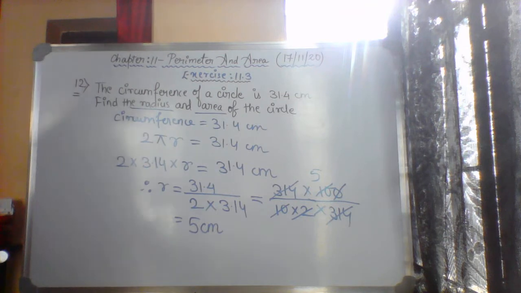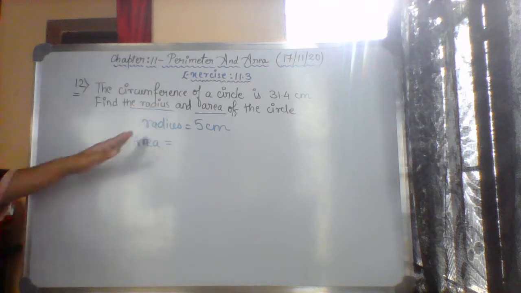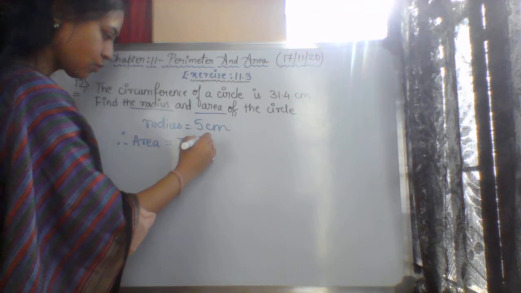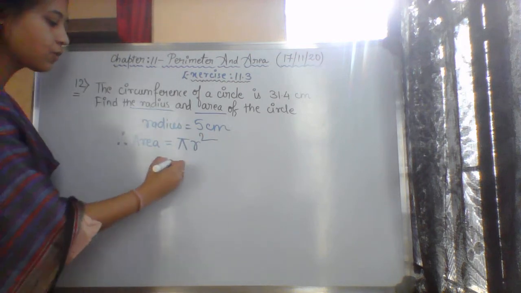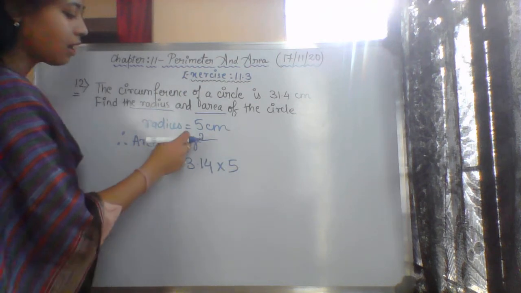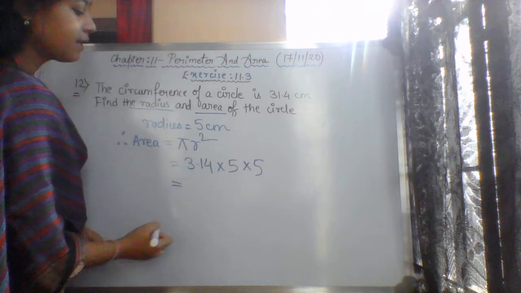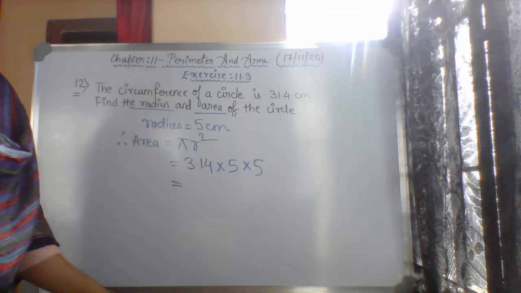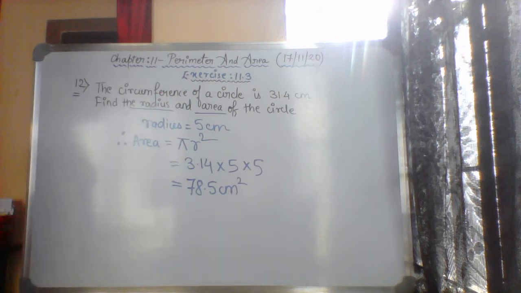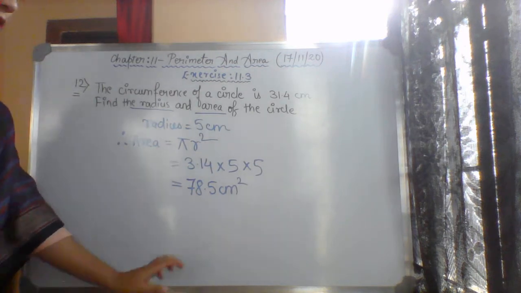Now one more thing is asked, find the area. Now here we got the radius 5 centimeter, so you can easily find out the area. Area is pi r square. So pi value 3.14 multiplied by r, which is our 5 centimeter. So 5 into 5. Multiply it and get the value. Pause the video and multiply it. How much did you get? 78.5 centimeter square. Yes, correct.